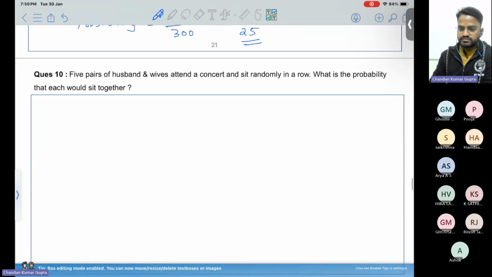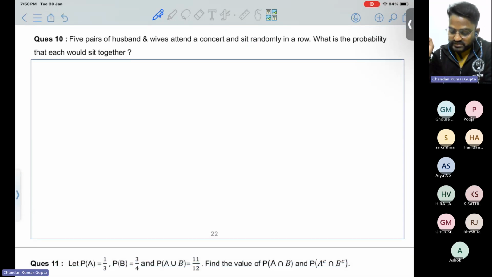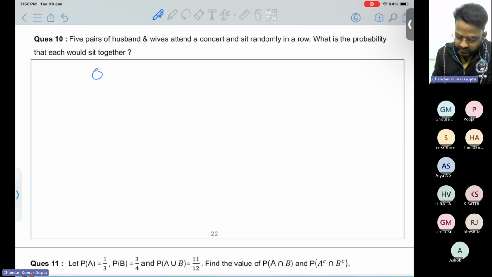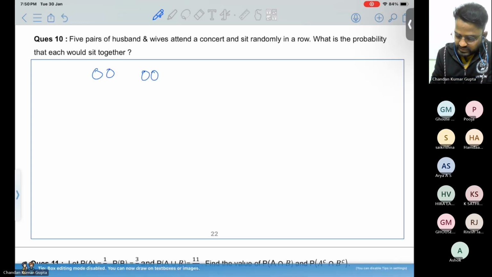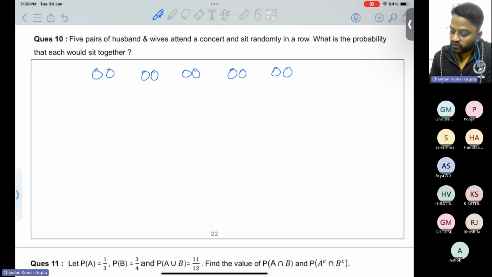Okay, now next question. 5 pairs of husband and wife attended a concert and sit randomly in a row. What is the probability that each couple would sit together? Okay, there are 5 couples actually. First couple, second couple, third, fourth, and fifth.